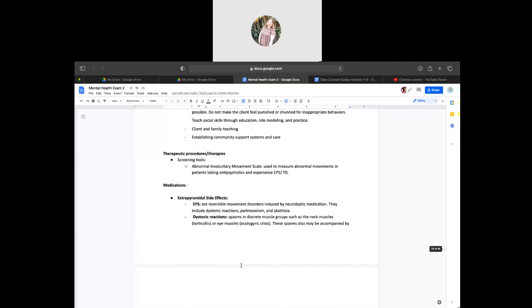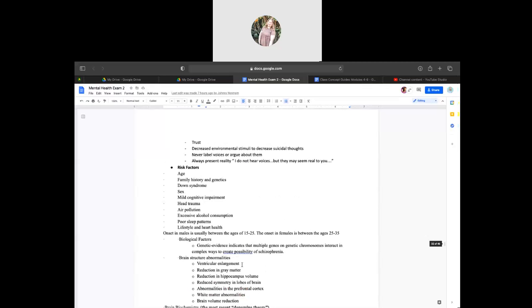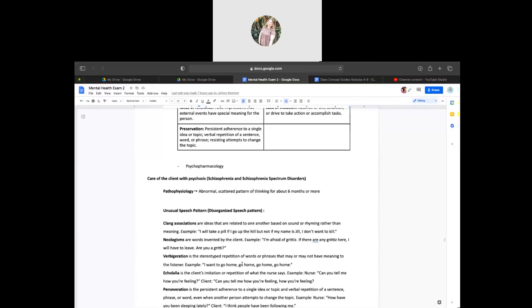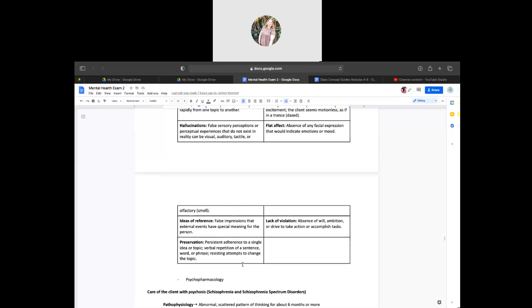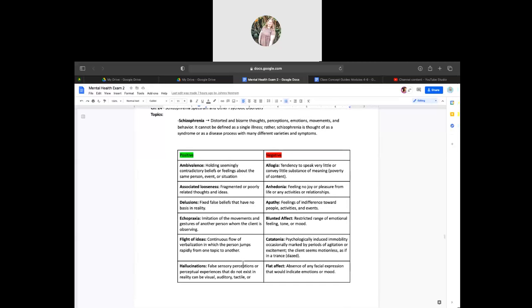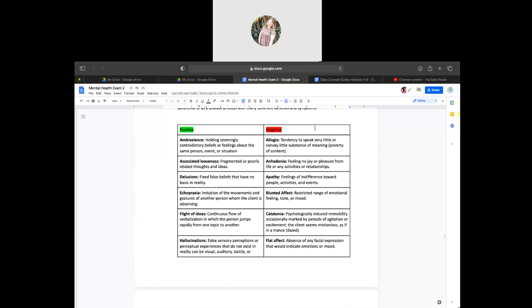Okay. Now we're going to go over the positive and negative symptoms. So positive symptoms are things that add to the disorder of schizophrenia. So, for example, your patient may report that they hear a voice telling them, maybe they're in a hospital room and they hear a cat purring.